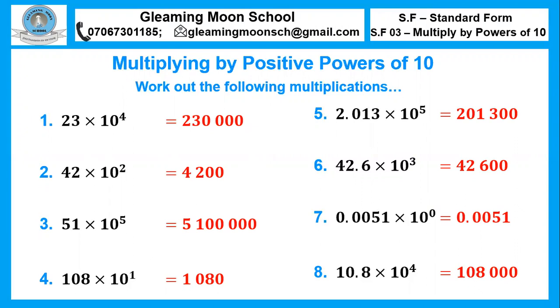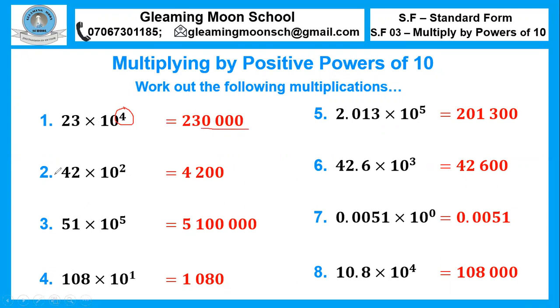Okay? Right, number 1, we have 23 times 10 raised to the power of 4. Now remember, the power is 4, and it's a positive power. When you have a whole number, you don't need to worry about decimal points. All you need to think about is adding zeros, especially where your power is positive. So you write your 23, and then you add how many zeros? The power says 4, so you add 4 zeros.